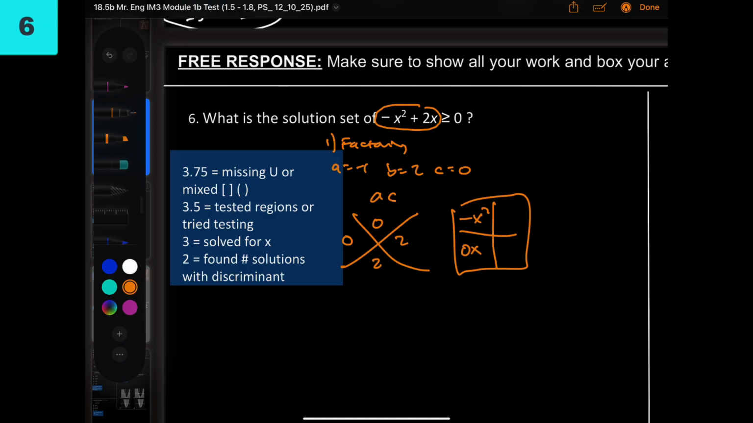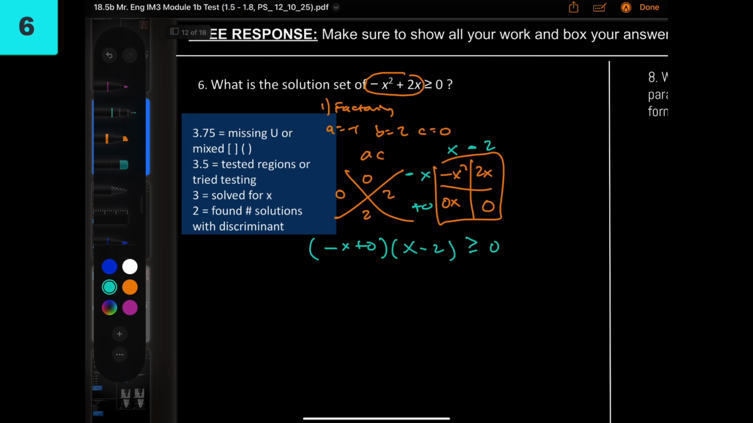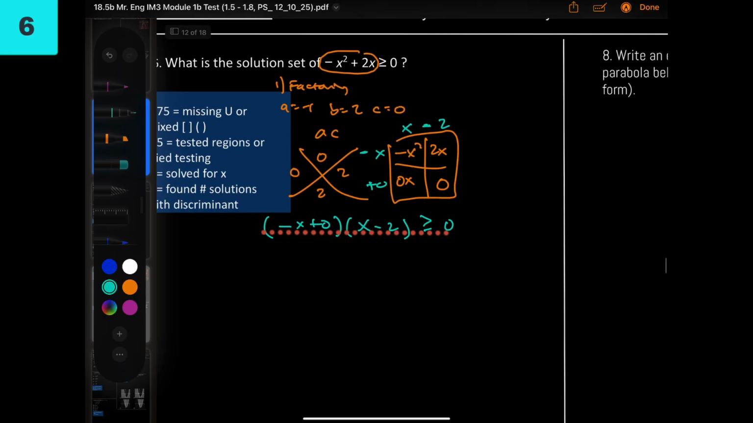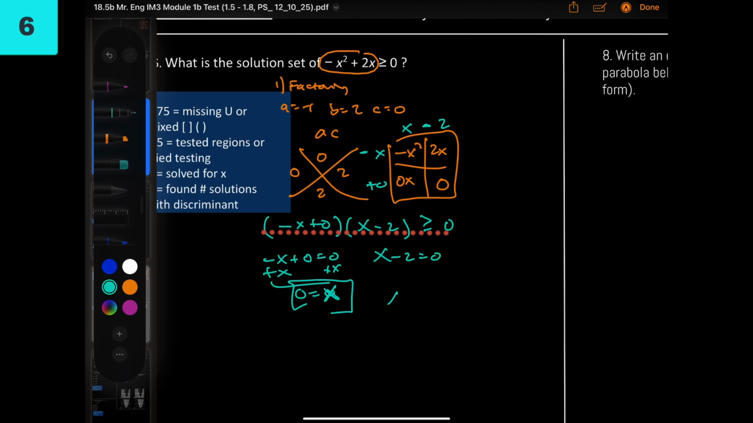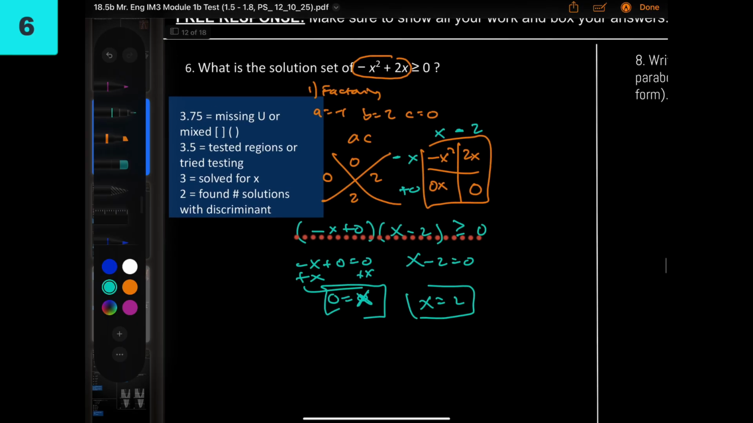So I have 0x, 2x, and this is 0. And then you're going to have something like this. One of those has to be negative. So you can do negative here, this would be plus 0. So you have negative x plus 0 and x minus 2. Then if you set each of those equal to 0, maybe you add x to both sides. This means 0 is equal to x. And then x minus 2 equals 0, so you got x equals 2. So if you got there, I gave you 3 points.